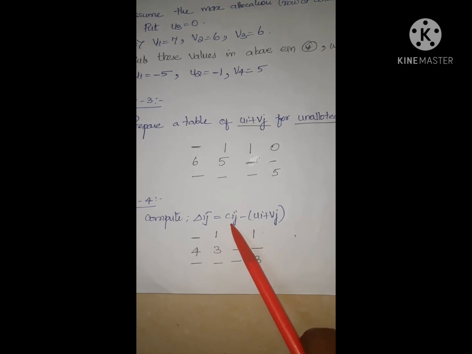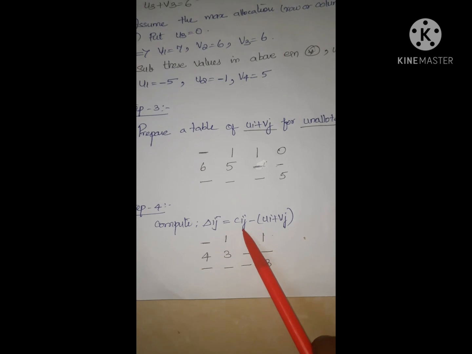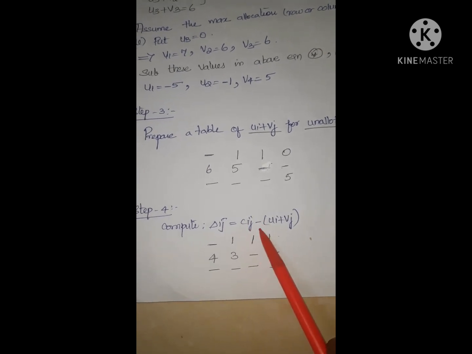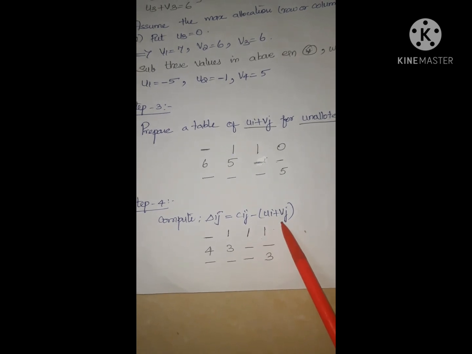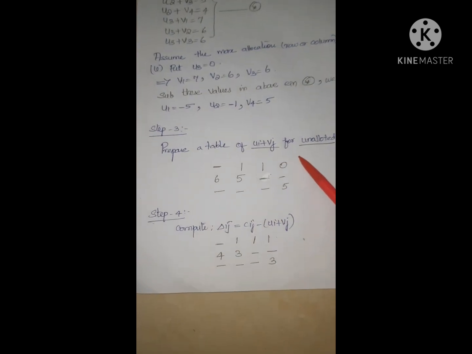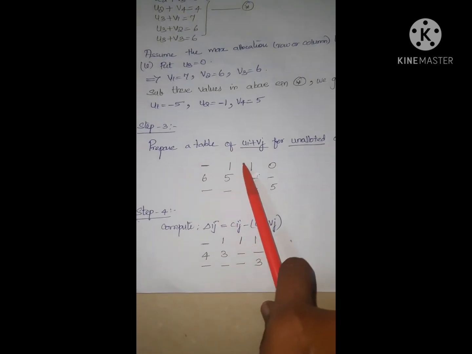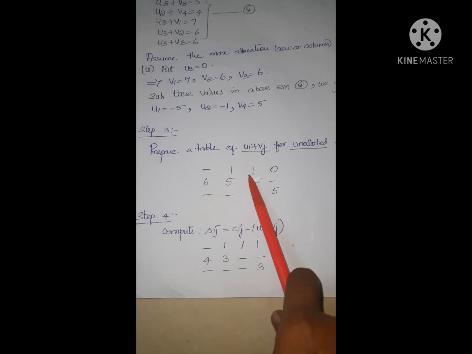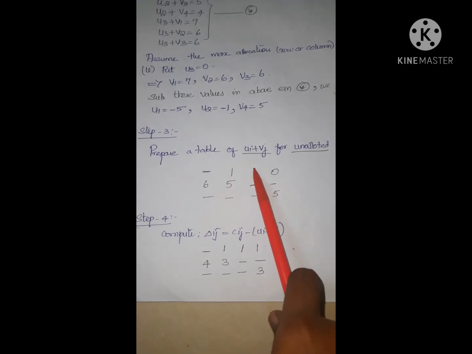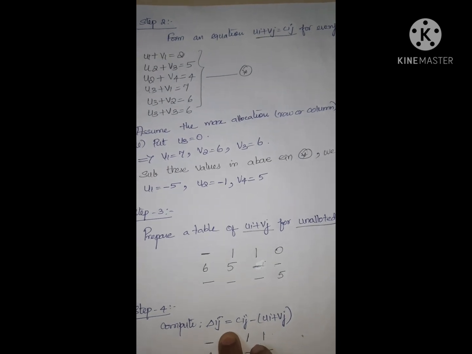What do we mean by Cij? Whenever we say Cij, it is always a cost value from the given problem. Minus of (Ui plus Vj). Where did we find Ui plus Vj? In the previous step, the step 3 table. So, wherever I found this Ui plus Vj, the corresponding values should now be subtracted from the cost matrix from the given problem. Okay.